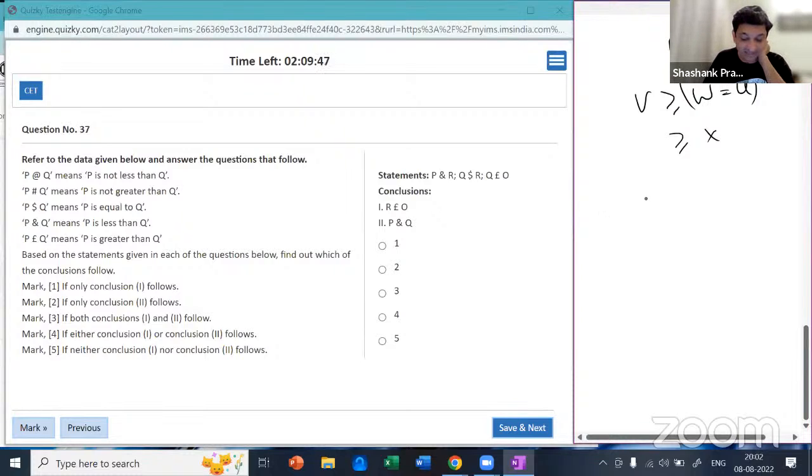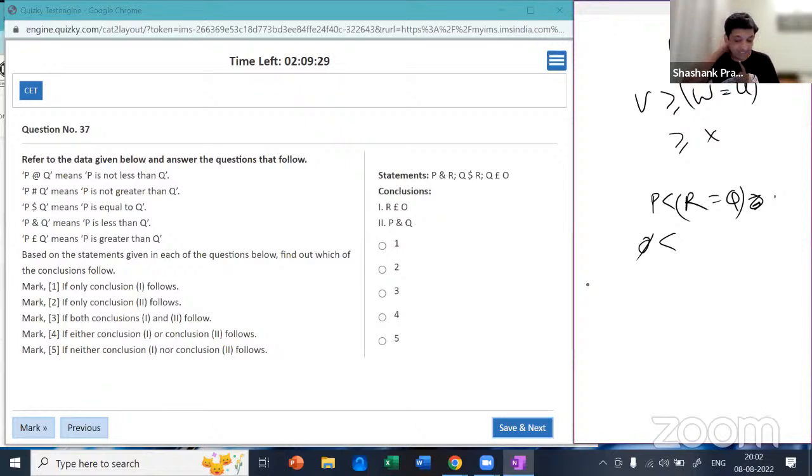So P and R means P is less than R. Q dollar R is Q is equal to R. By now dollar I have seen. Q greater than O. Okay. That is what it looks like. P and, okay, R and O. Will I be able to match R and O? R dollar O, R greater than O? Yes, definitely. So one is definitely true. P and Q meaning P is less than Q. P is definitely less than Q. Yeah. So both follow. So 3.